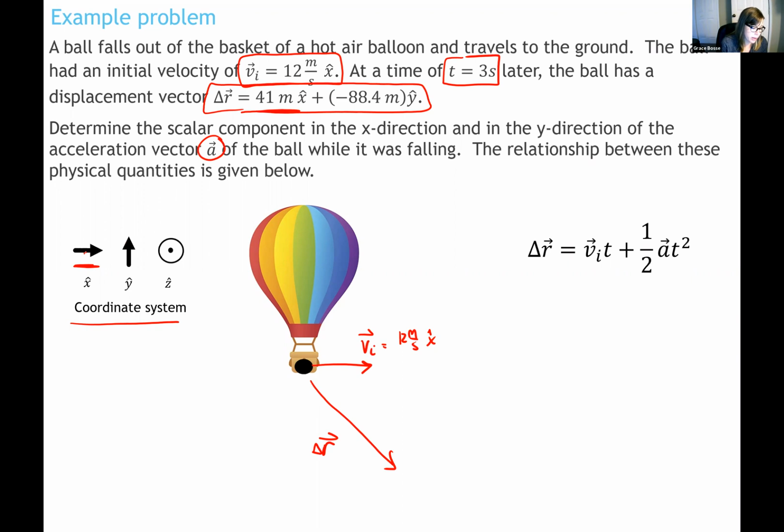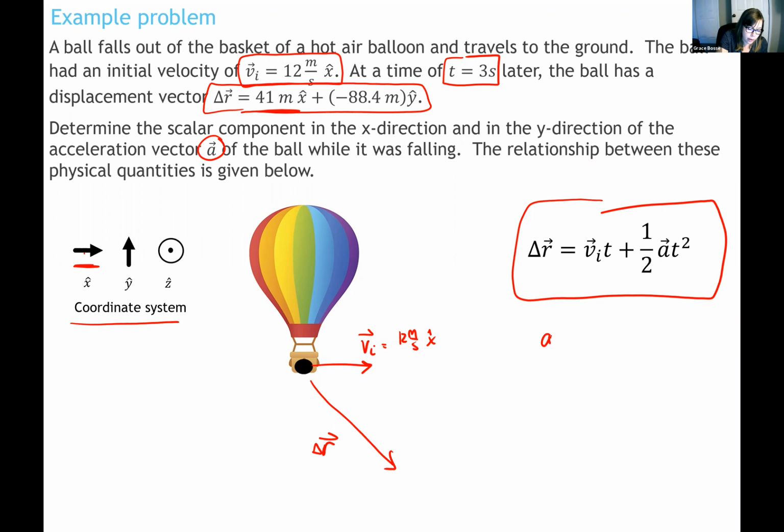Because in our system, x hat to the right is positive and y hat up is positive. So for our displacement vector, 41 meters x hat, that's positive, that's 41 meters to the right. Negative 88.4 meters y hat, that's down 88.4 meters. So that's why I've drawn my displacement vector going downwards. And then I've given you the mathematical relationship between all of these quantities. Our goal is to find the acceleration vector and to extract the scalar components of that vector.